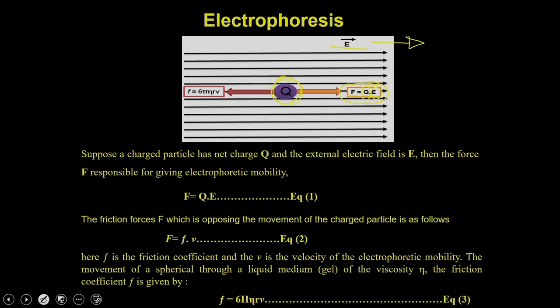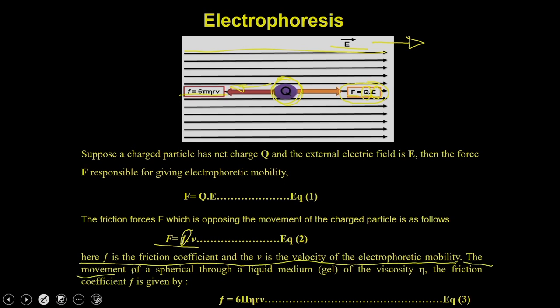But when a molecule is moving in an electric field, the material through which it is moving also exerts frictional forces. The frictional forces oppose the movement of the molecule in the electric field, and are equivalent to fv, where f is the frictional coefficient and v is the velocity, the electrophoretic mobility.